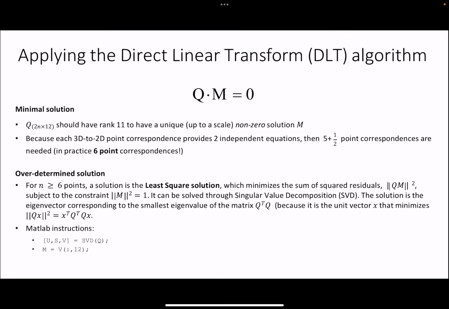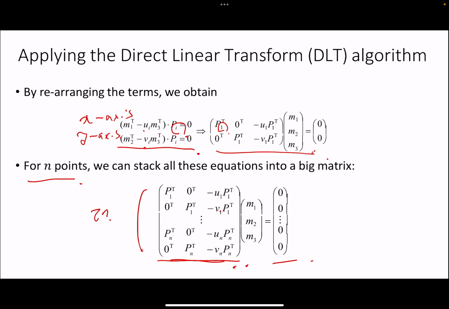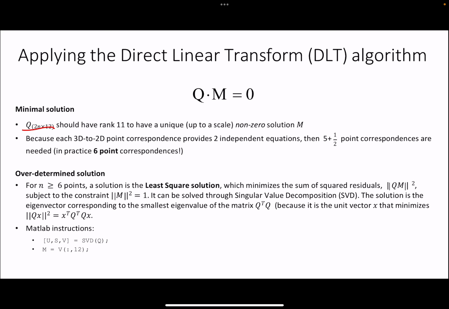So for the minimal solution, the dimension of Q is 2n times 12. There are 2n rows and 12 columns. As I said, for each point we have x and y axis, so that we have 2n rows. And if you expand, you can count: there are 12 columns, 1, 2, 3. There are 12 columns, right? And this is 2n. So Q is 2n times 12.